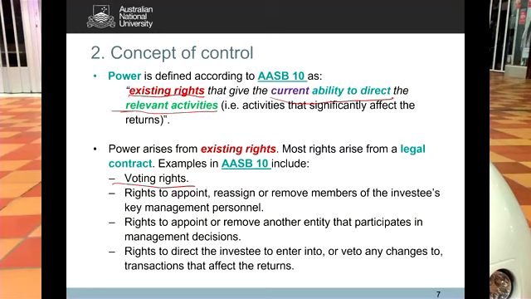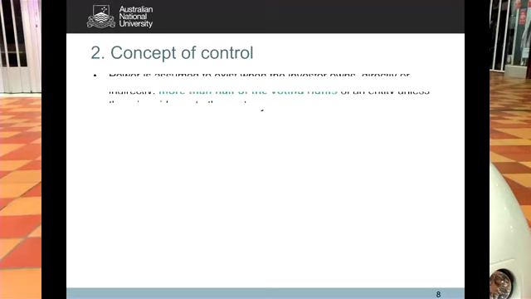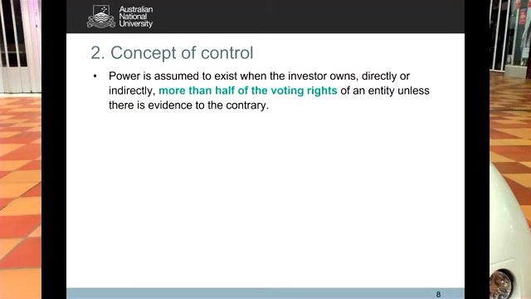So that we have the power to direct, we have the power to control the business, to direct the relevant activities. So those powers, normally when we have the control over half of the voting rights, we would believe the power would be there. So the power is assumed to exist when the investor owns, directly or indirectly, more than half of the voting rights of an entity, unless there is evidence to the contrary.